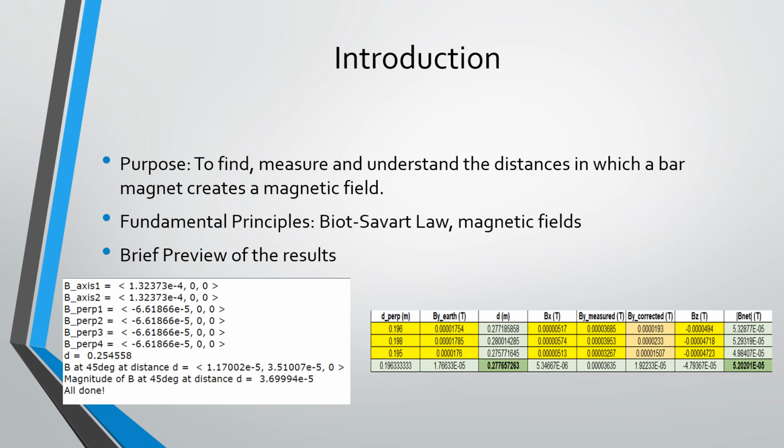The fundamental principles include a lot of calculations of the magnetic fields, including on-axis, off-axis, and perpendicular, along with the Biot-Savart law. A brief preview of the results shows that the experiment and the computational model are pretty similar, but they're off by just a little bit, which could have been a couple of errors on my end.